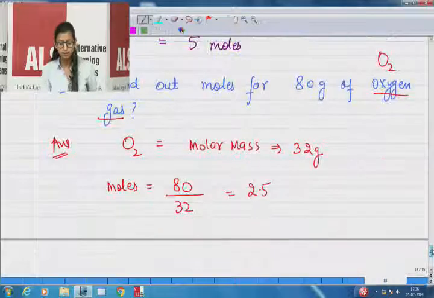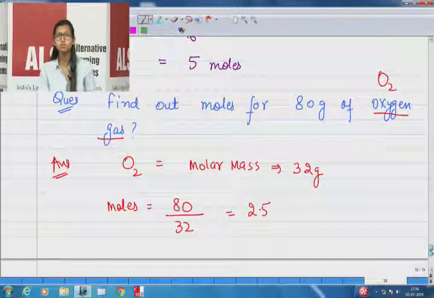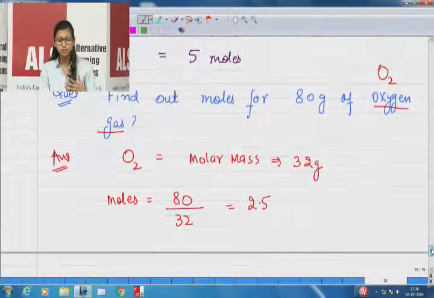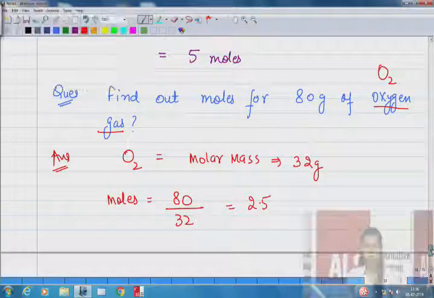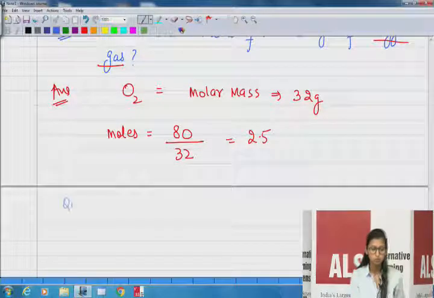That is why I am saying that when we practice a lot of questions in the mole concept, it's very, very important to practice a lot of questions, because every time the question can be framed differently. So once we do a lot of practice, then you will be comfortable with solving the questions.